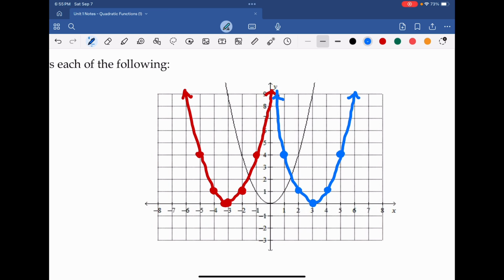Now, here are our graphs. We have one that shifted to the left, one that shifted to the right, but they didn't shift up or down, and nothing else happened to the graph. We didn't alter anything else. All we did was take each of the x values and shift them, and then we kept the y value exactly where it was.